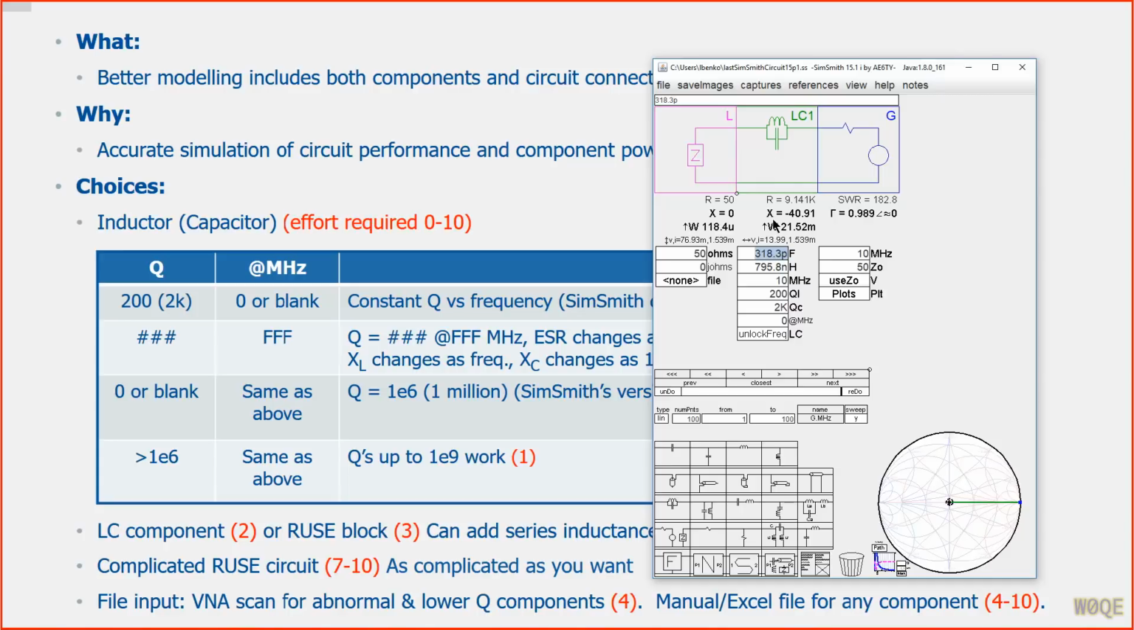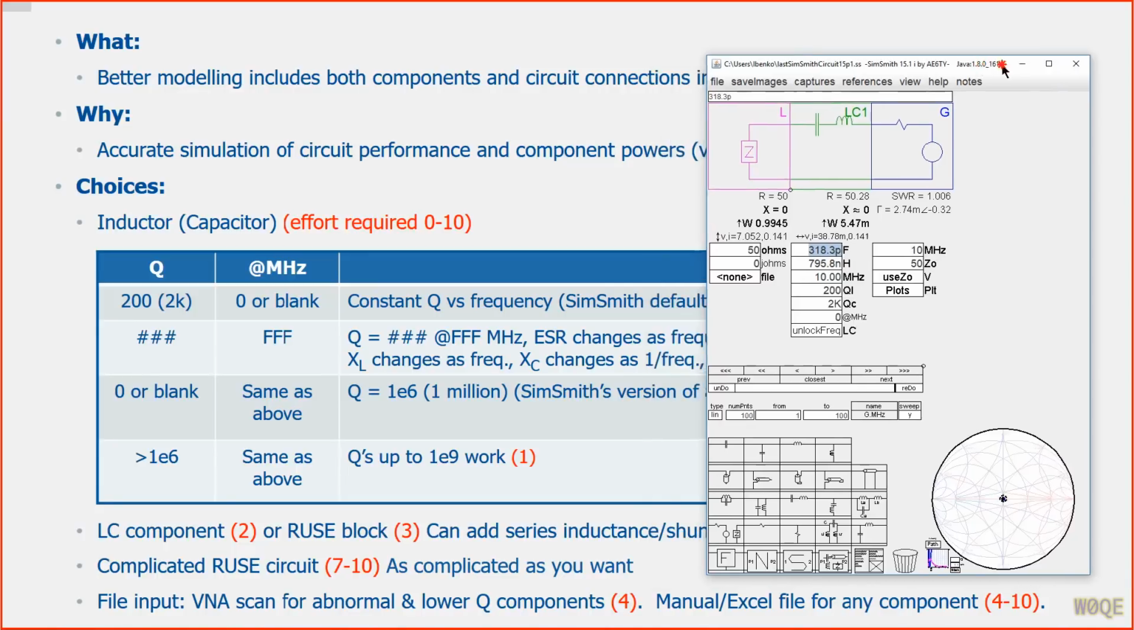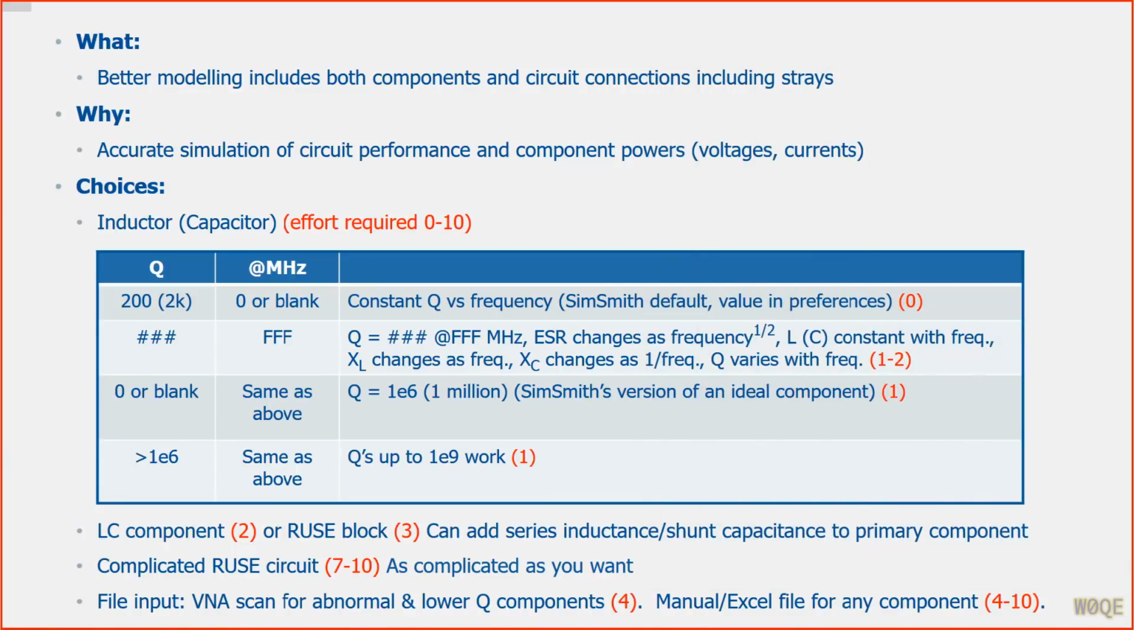Likewise, we can use a circuit like this for a capacitor, where this is the primary capacitance and this is a small amount of series inductance. And again, adjust the Qs and so on as appropriate. Now, that's a fairly simple thing to do too.